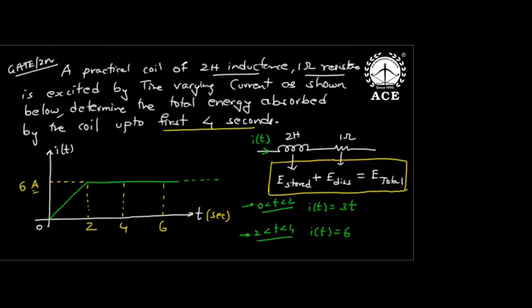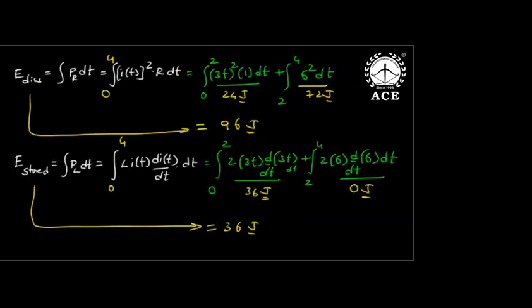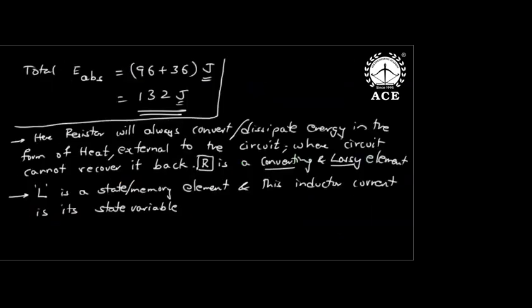See here, we understood that it is a practical coil with inductance and resistance. Now here the resistor will always convert and dissipate energy in the form of heat, which the circuit cannot recover back. It is a converting and loss element, but the inductor is a state element or memory element, and inductor current is its state variable. This is a very important point.